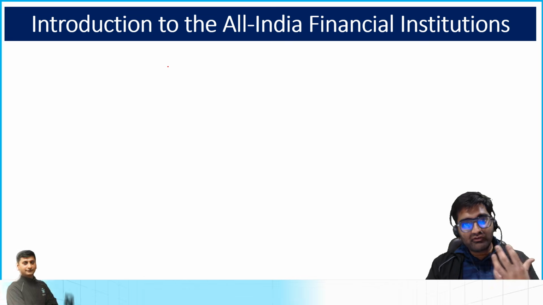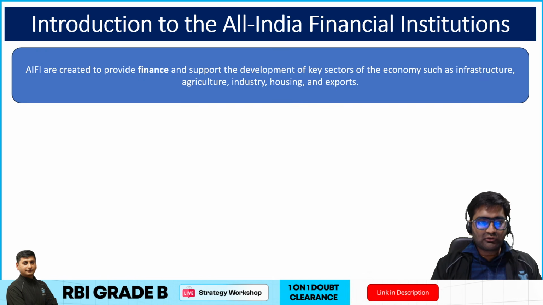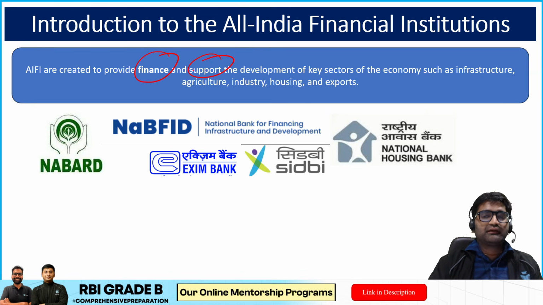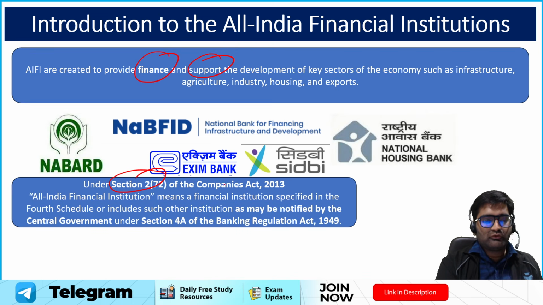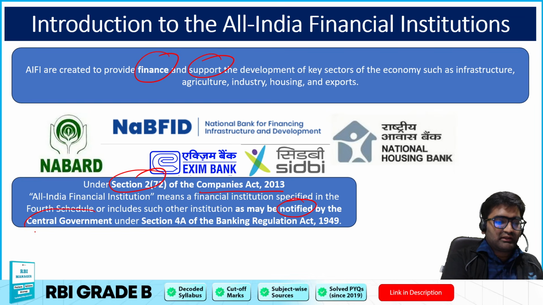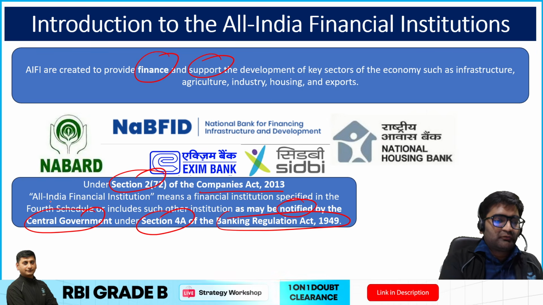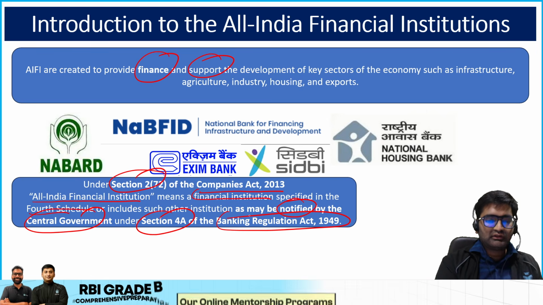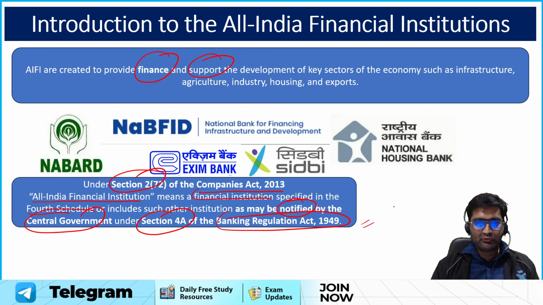Now moving ahead, if we talk about the All India financial institutions, we definitely have seen the introduction. These institutions are mainly involved in financing and supporting the development in the key sectors. As we have already seen, they are established as per section 2(72) of the Companies Act. It defines these all India financial institutions, and they are notified by the central government specifically as per section 45A of the Banking Regulation Act 1949. Okay, so how is it defined? All India financial institution means a financial institution specified in the Fourth Schedule, and includes any such institution that is notified as per this particular act. Okay, so I hope that is very clear.